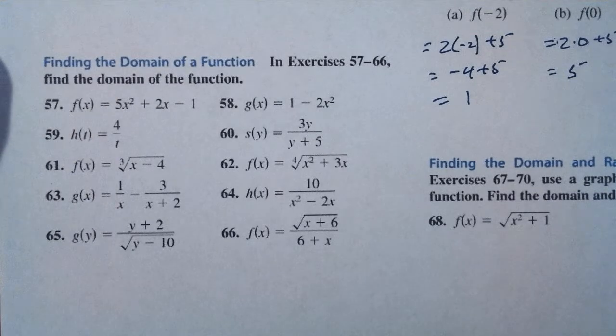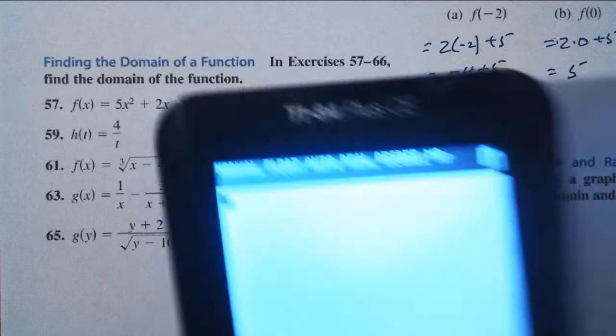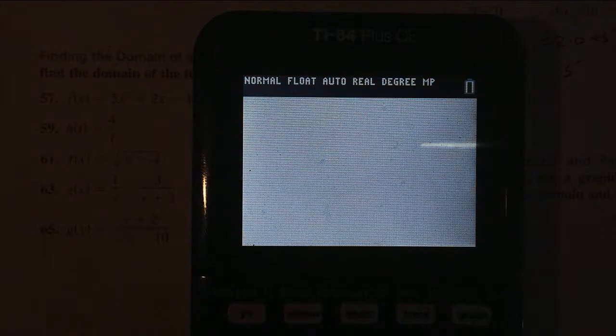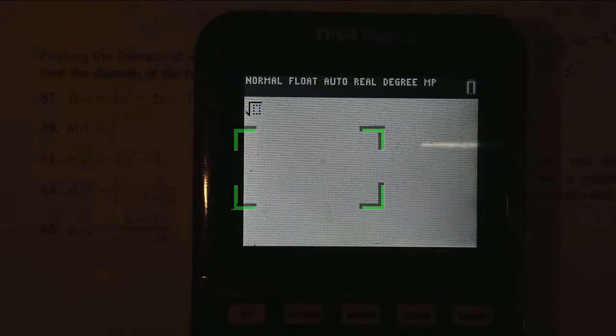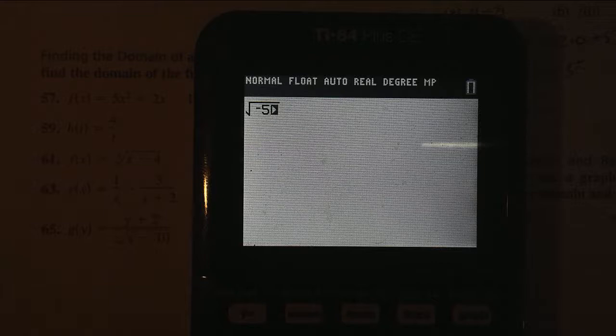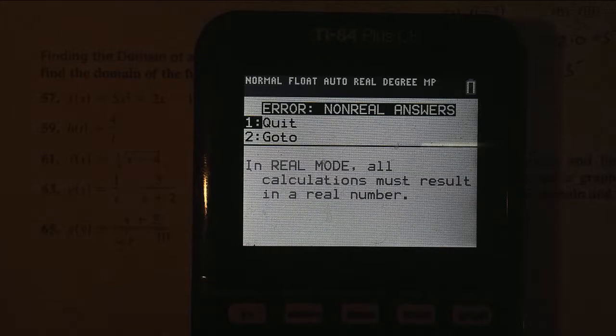Like if I take my calculator and I try to take the square root of negative 5, my calculator is going to give me an error message. Let's go through a little bit of that. So let's go, for instance, second square root here. If I go negative 5 and I enter that, I get an error.